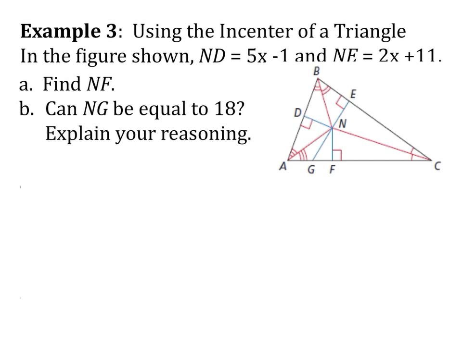All right, let's take a look at example 3 where we can use the incenter of a triangle. In the figure shown, length ND equals 5x minus 1, and length NE is 2x plus 11. Find NF, and can NG be equal to 18? Explain your reasoning. So let's first label our picture with the information we're given.